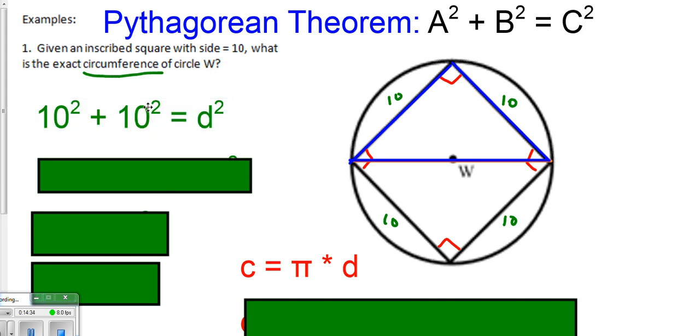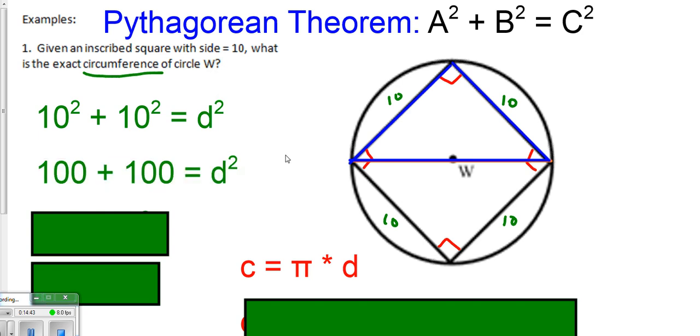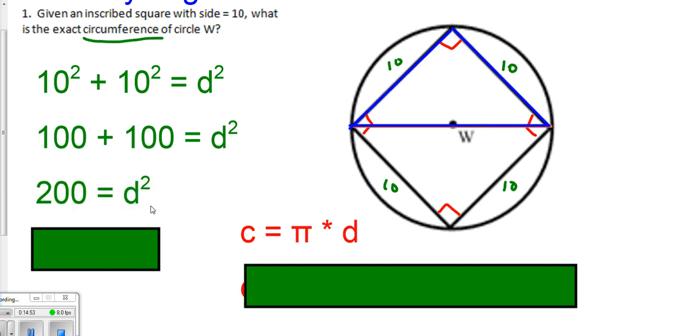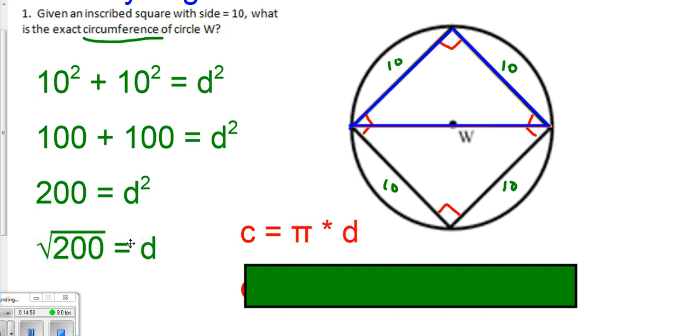So Pythagorean theorem tells us a squared plus b squared equals c squared. So 10 squared plus 10 squared equals the diameter squared. 10 squared is 100. So replace 100 in each of these places. Add 100 to 100 and we get 200. So 200 equals the diameter squared. And if we take the square root of both sides, we'd get that the diameter equals the square root of 200. So from here to here is the square root of 200.